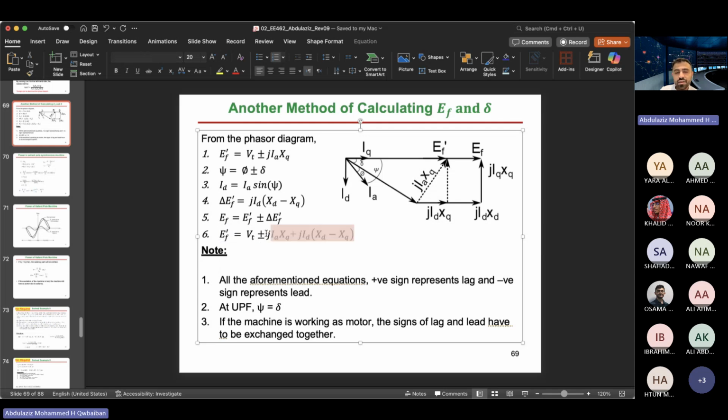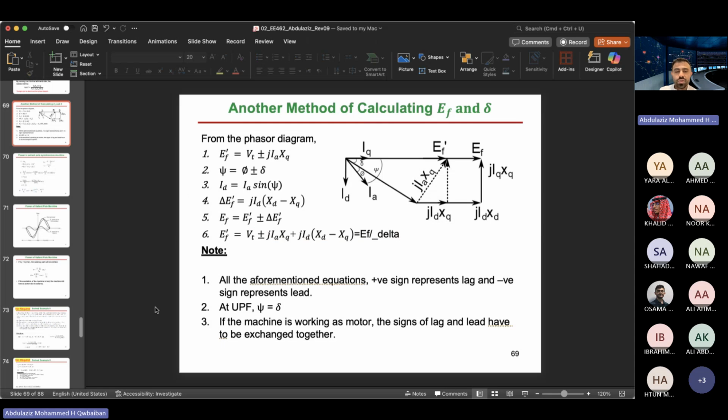And is this magnitude or magnitude and angle? Your final answer should be what? EF at an angle delta, correct? This is the other method that is used. So you have two methods for salient pole to calculate EF and delta. All the equations are positive sign for the lagging power factor, negative for leading.